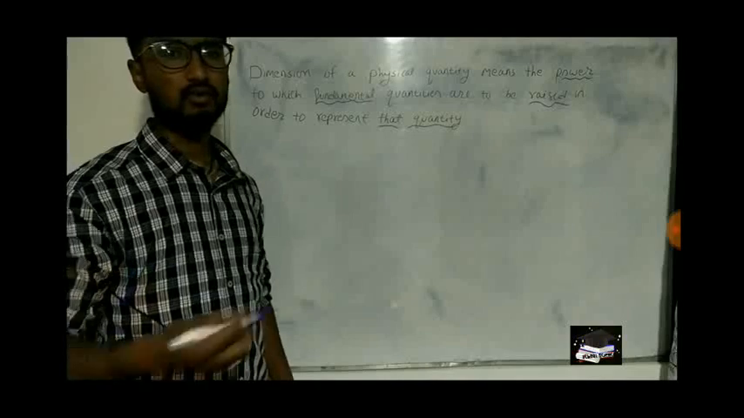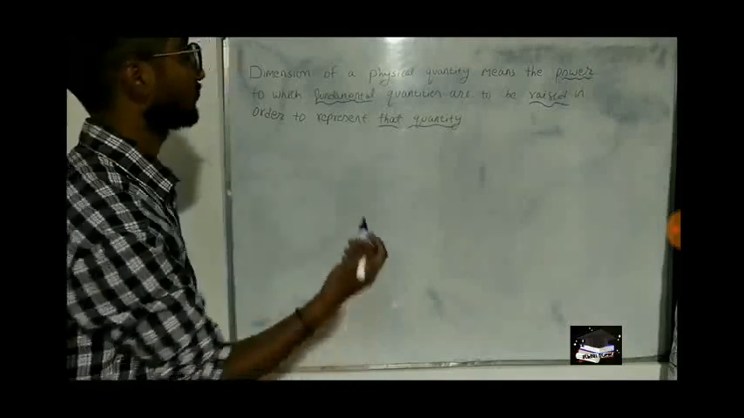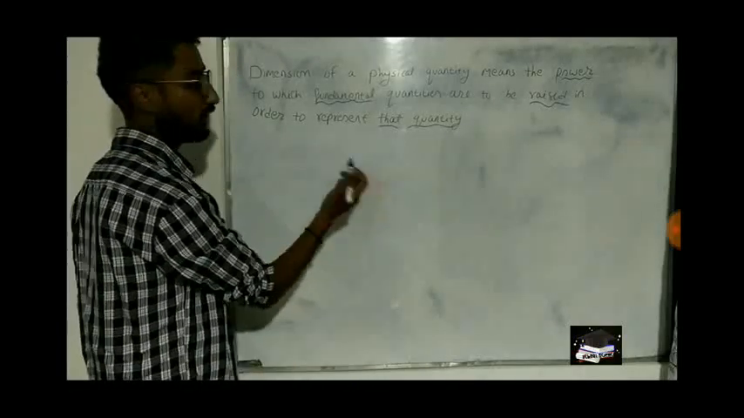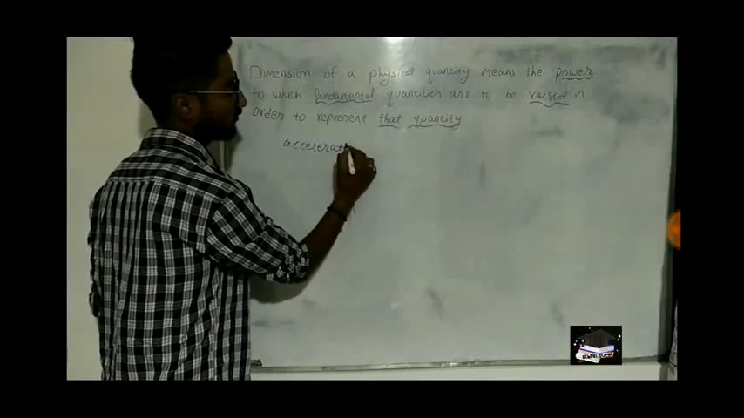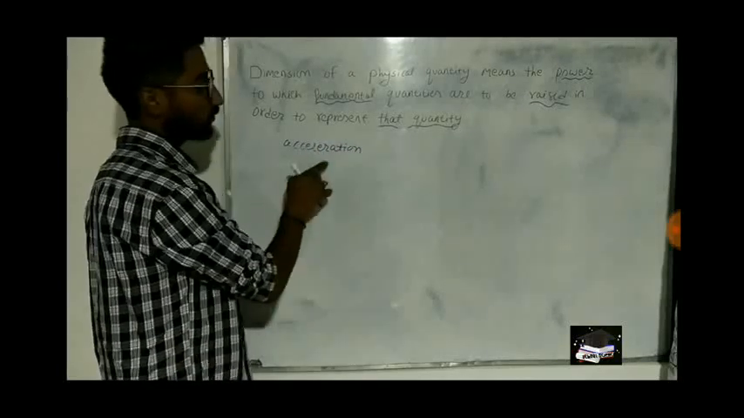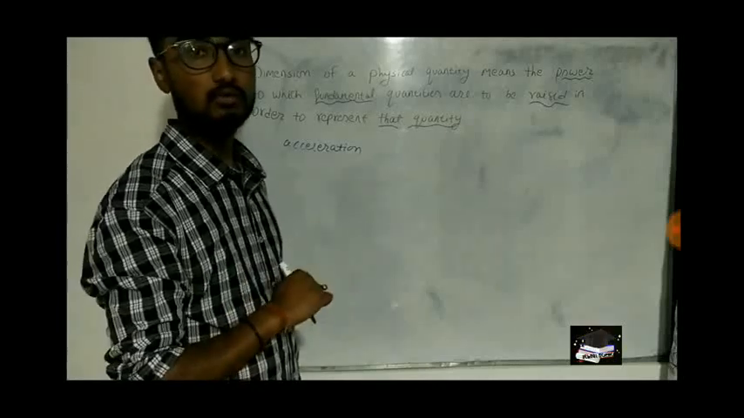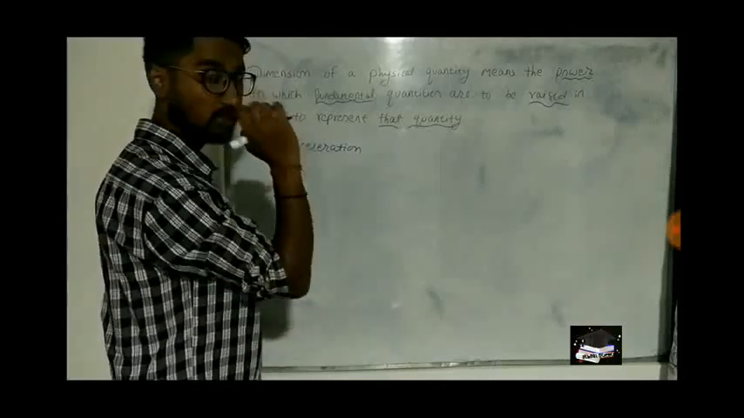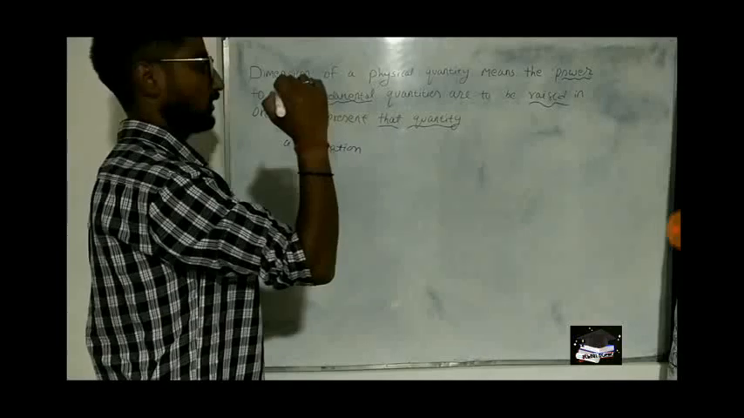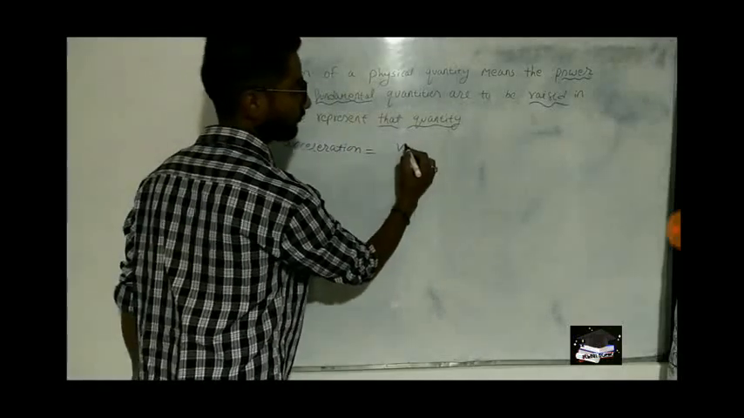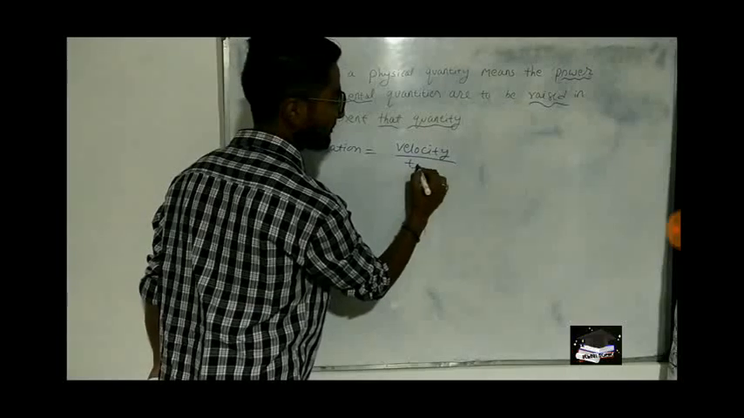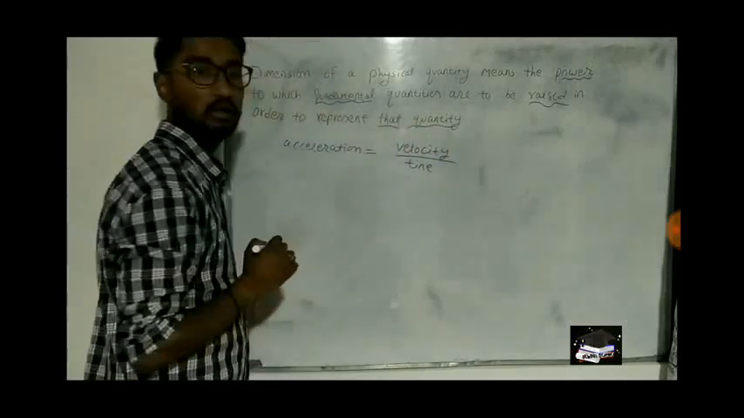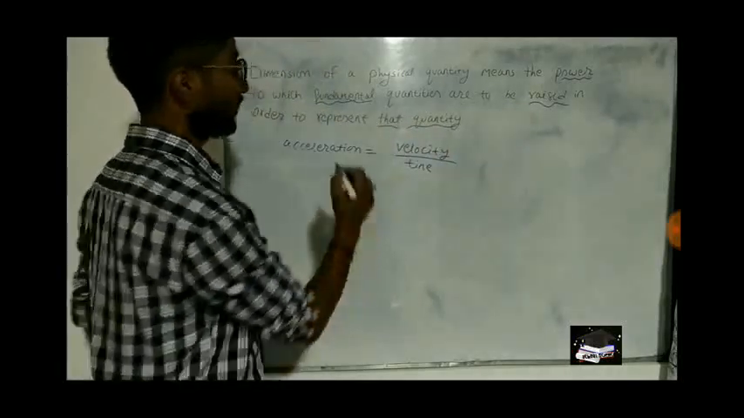Now let us learn how to find dimensions. Okay, let us find dimension for few cases. Let us find dimension for acceleration. Okay, first of all, to find dimension, we need to know the formula. What is the formula for acceleration? Acceleration equals to velocity by time. Okay, acceleration is velocity by time.